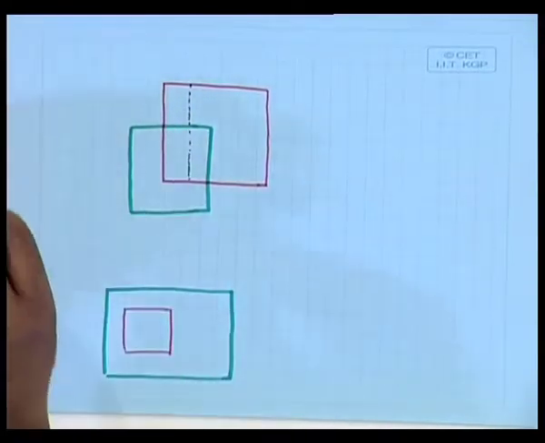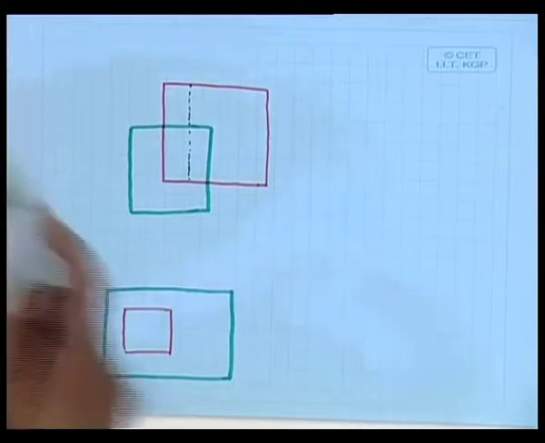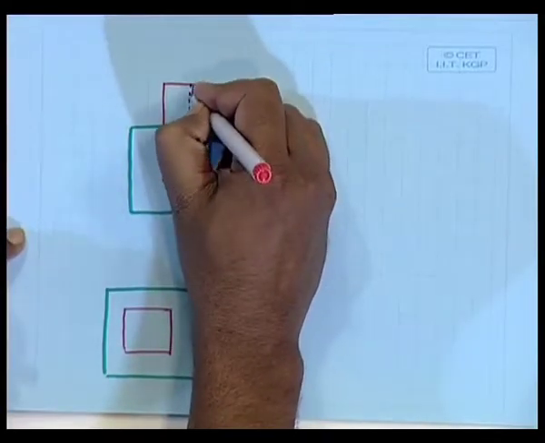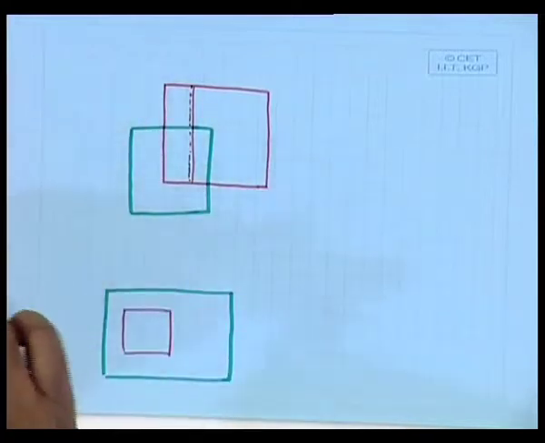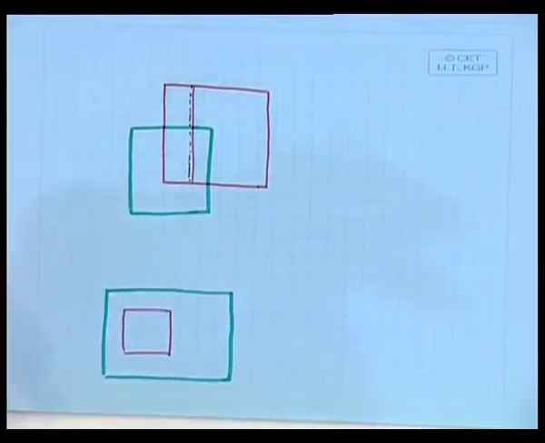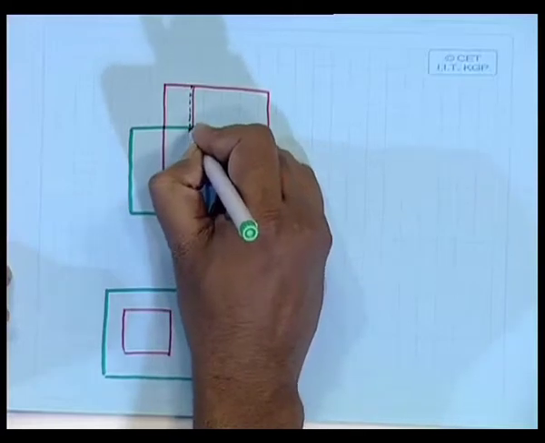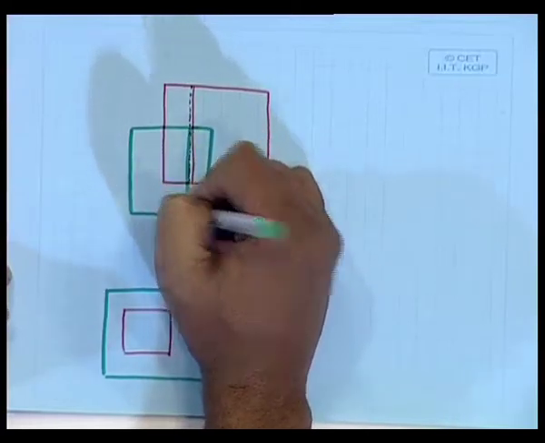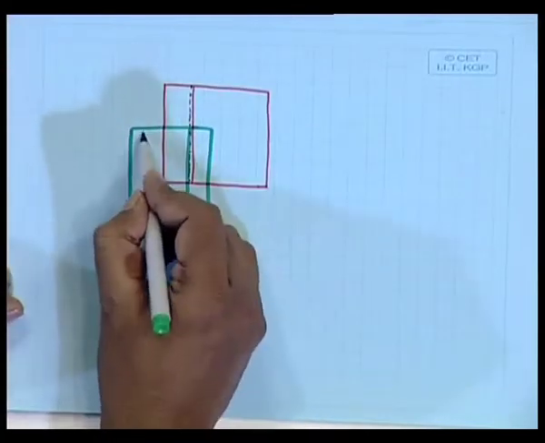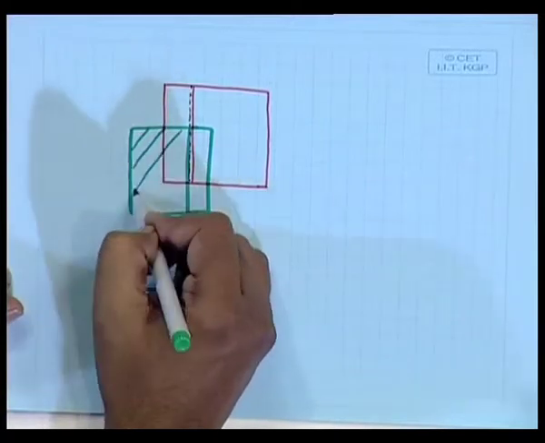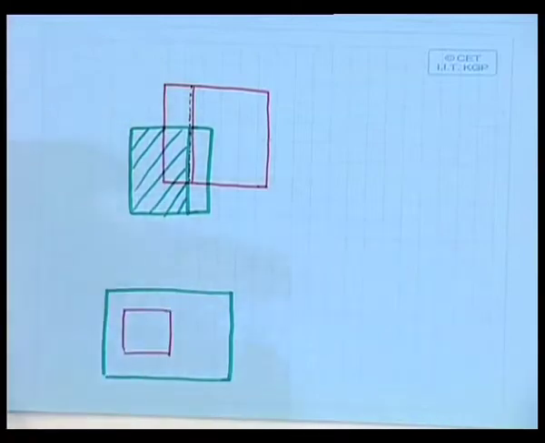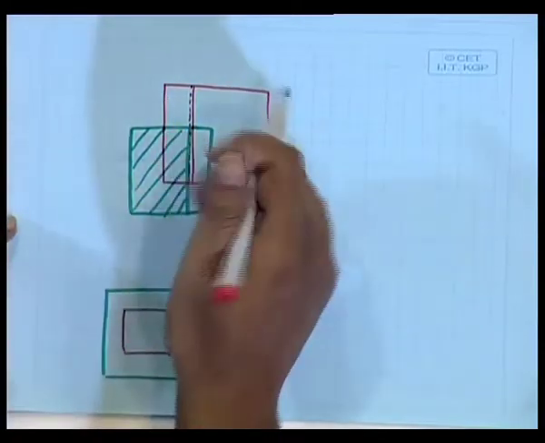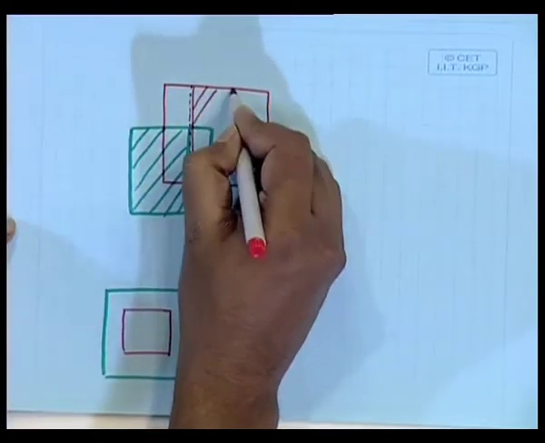Okay. So, I get new hyperboxes. One hyperbox will be this, and the other hyperbox will be this. So, this is one hyperbox after contraction, and this is another hyperbox after contraction.